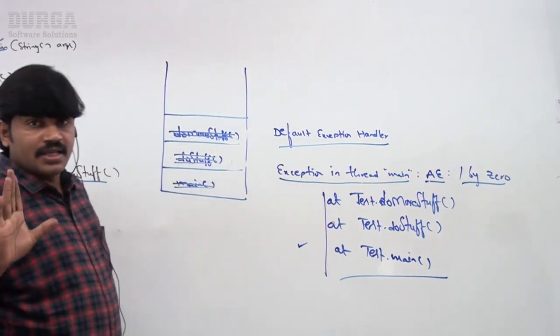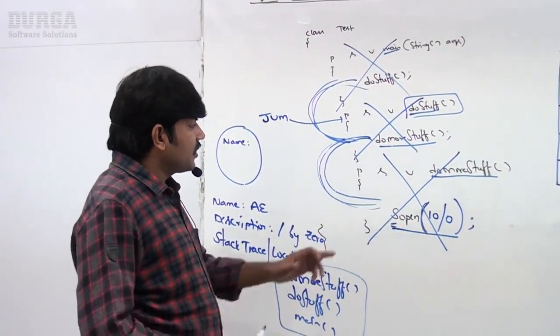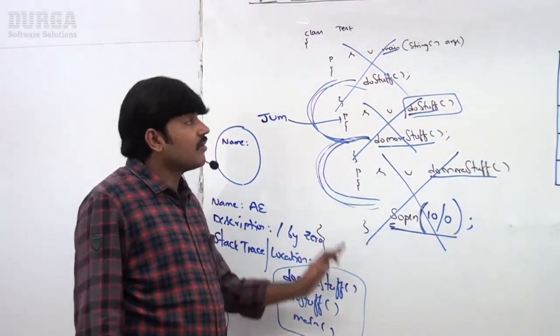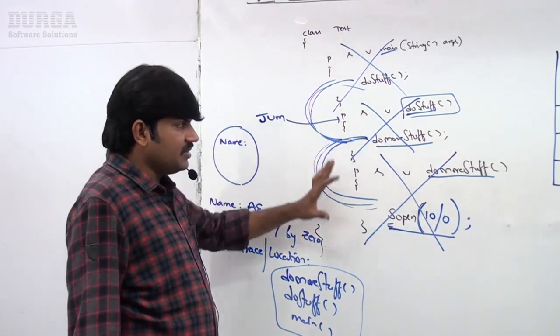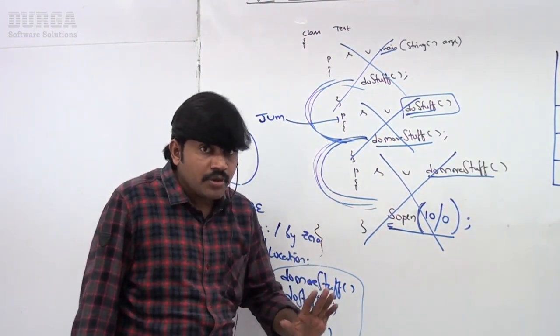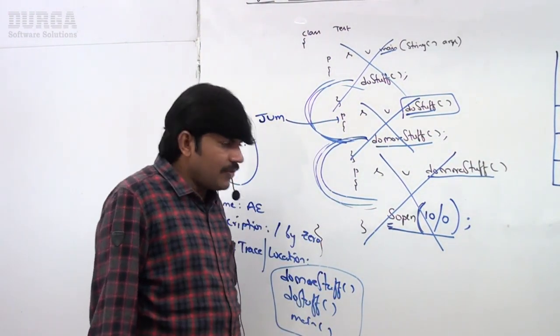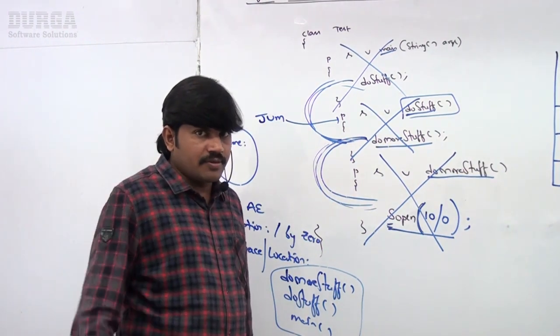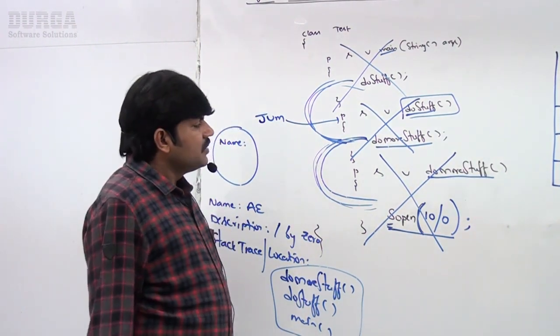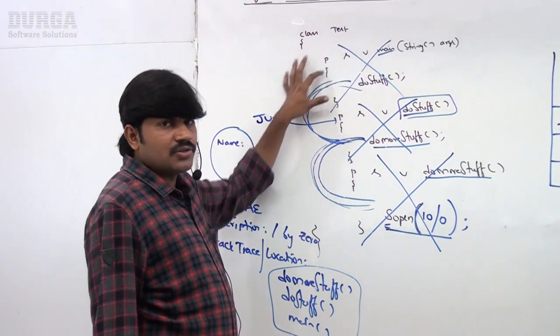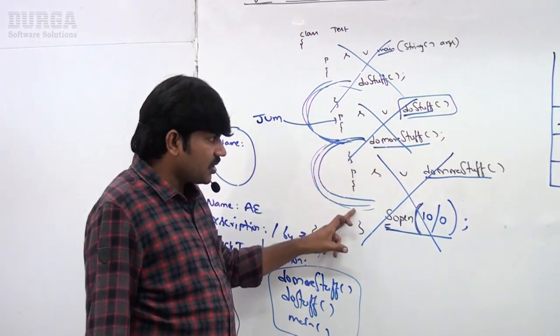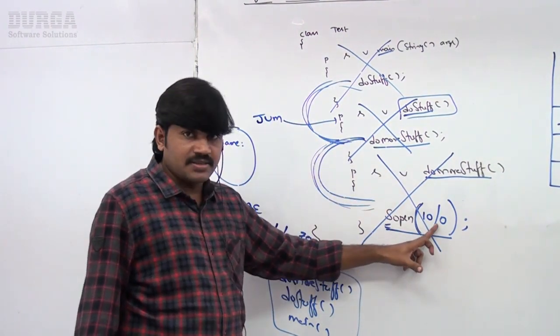So by default, if something goes wrong, what will happen? What is the default exception handling in Java? This is what you should be aware of. So just very briefly, I'm going to repeat so that you will get much clarity. Observe that, here main calls do stuff. Do stuff calls do more stuff. Inside do more stuff, an ArithmeticException is raised.